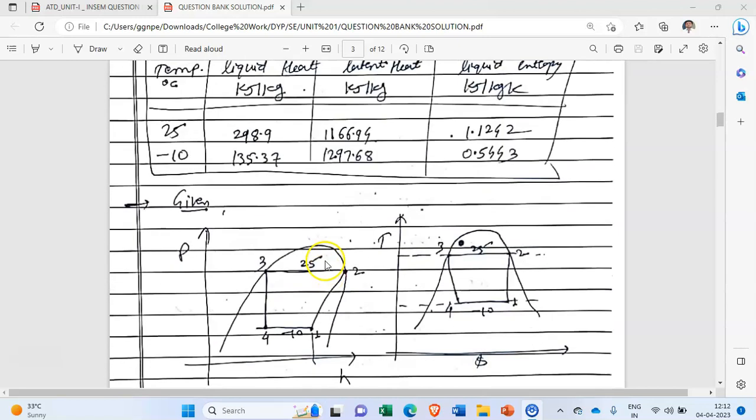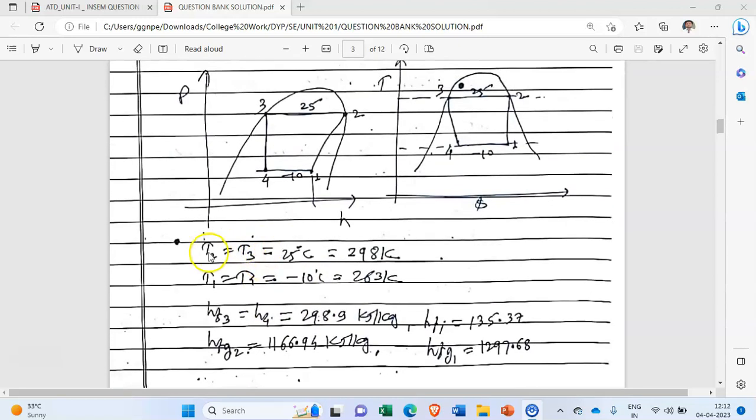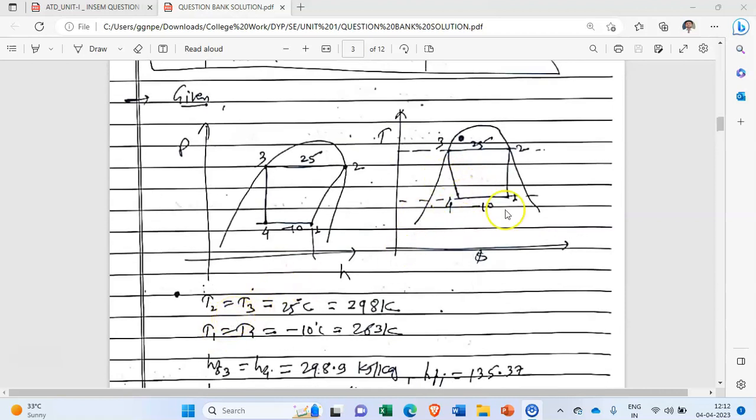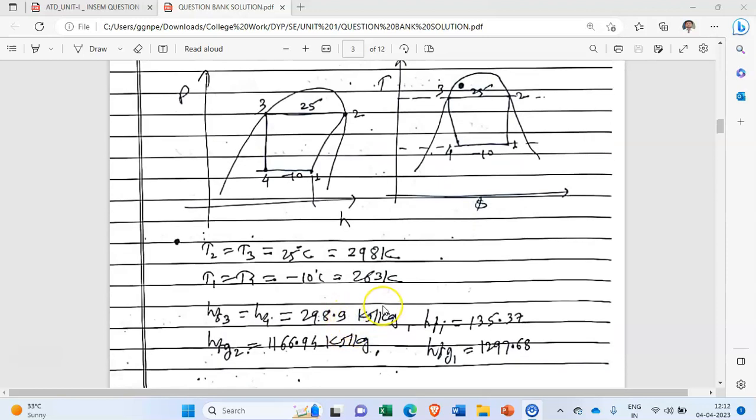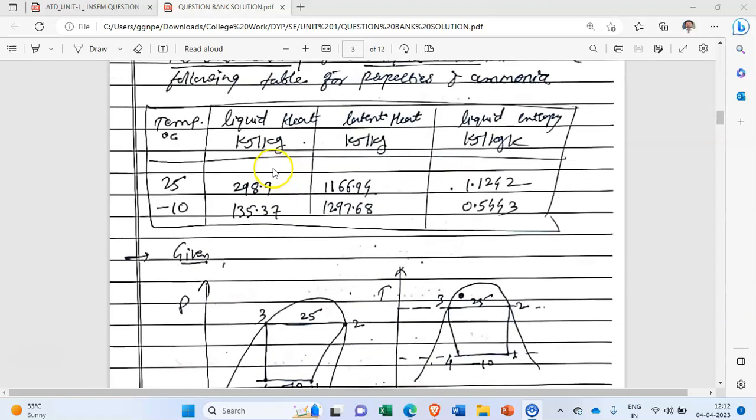Now what is given in the question, let us see this first. In the TS diagram, T2 and T3 are the same, 25 degrees Celsius. Convert it into Kelvin, so it will be 298 Kelvin. At the bottom, T1 and T4 are the same, minus 10 degrees Celsius, that is 263 Kelvin. Now what are the given quantities in the table? H3 and H4 are the same. What is H3? H3 is nothing but your HF3, which is given in the question at 25 degrees Celsius.